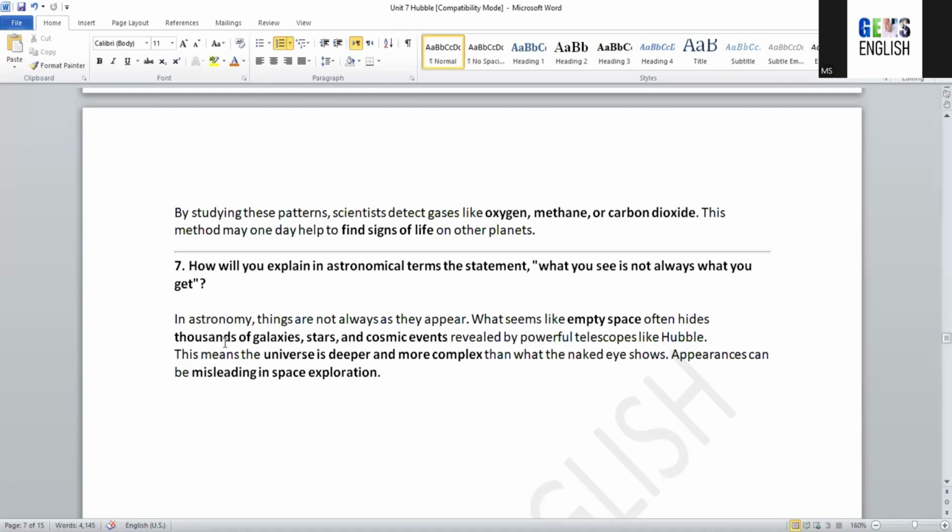In astronomy, things are not always as they appear. What seems like empty space often hides thousands of galaxies, stars, and cosmic events revealed by powerful telescopes like Hubble. This means the universe is deeper and more complex than what the naked eye shows. Appearances can be misleading in space exploration.